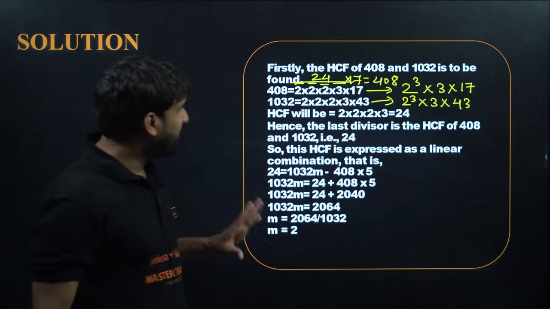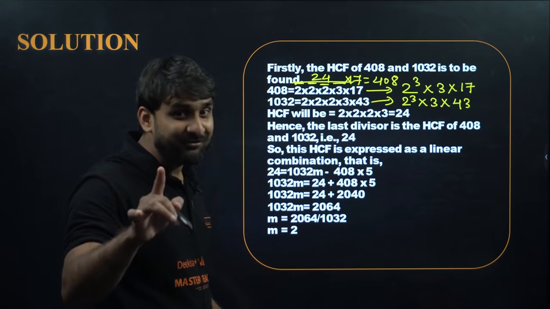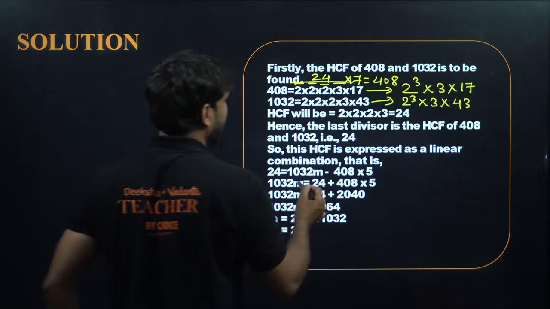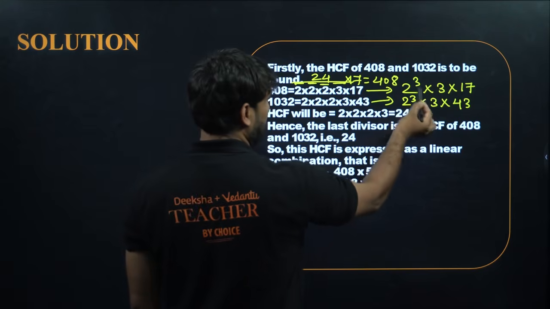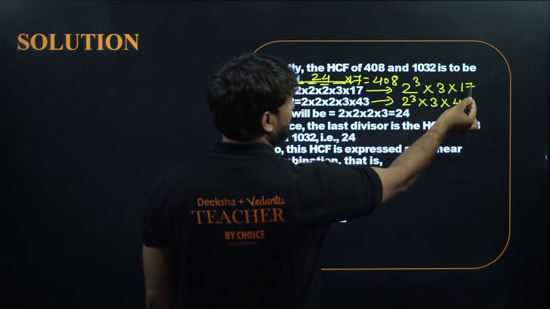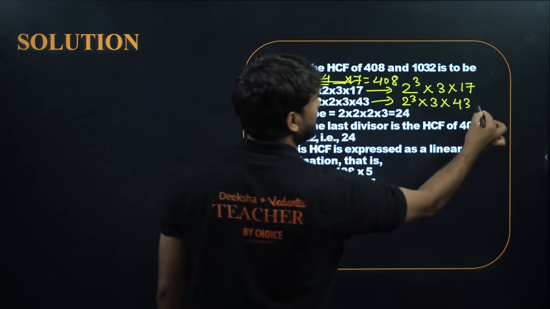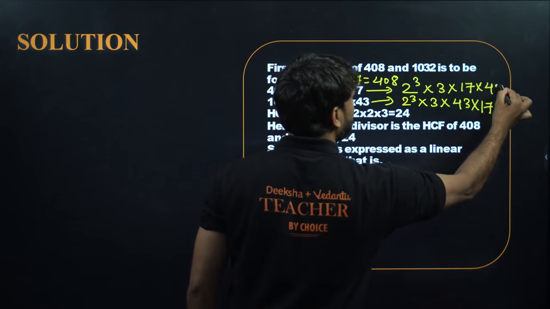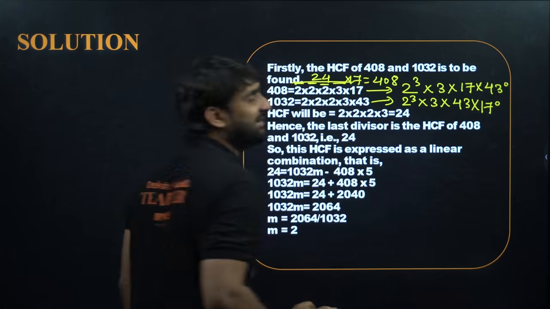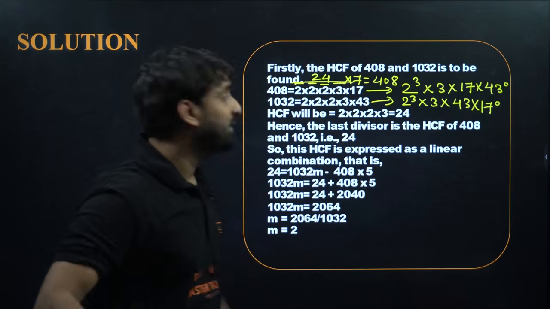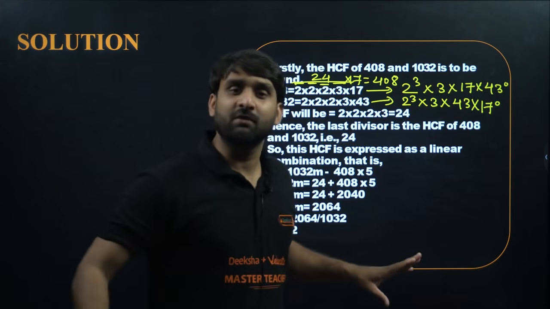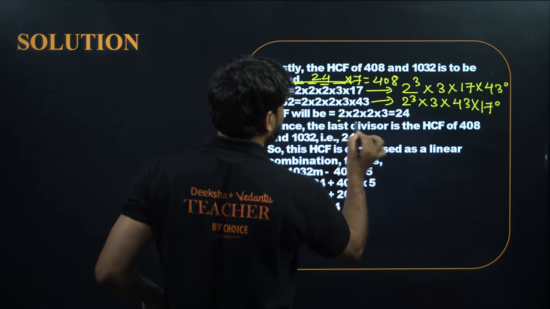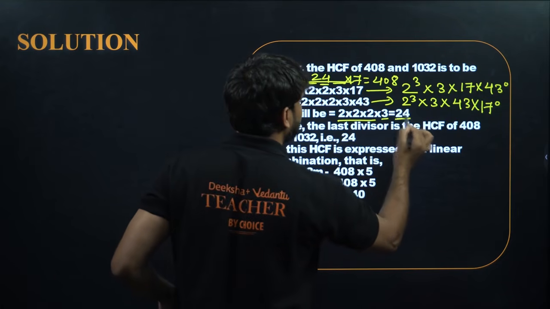Now what will be the HCF? For HCF, we always take the least power. So for 2 it is power 3, and for 17, power 0 will be least because 17 is not in the other number, so we can assume 0. Similarly for 43 we can assume 0. 17 to power 0 and 43 to power 0 we can ignore. So only 2 to power 3 into 3 will come, so HCF will be 24.